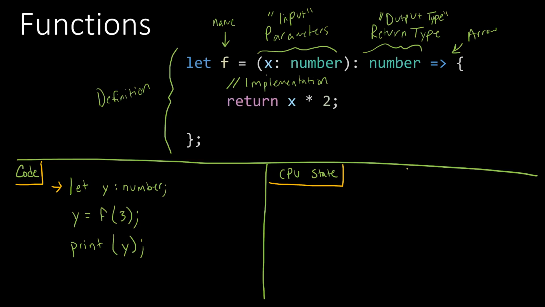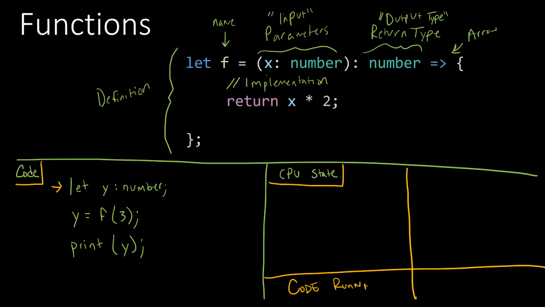On the CPU state side of this illustration, what I'm going to do is set up this part of my screen into two areas. So I'm going to call this the code running. And technically we would call this the stack. So maybe I'll just assume that we call that the stack more technically. And then on the other side, I'll call this memory.